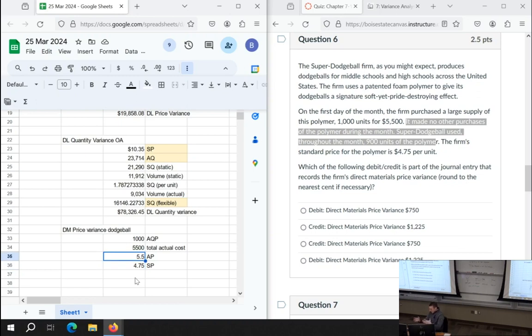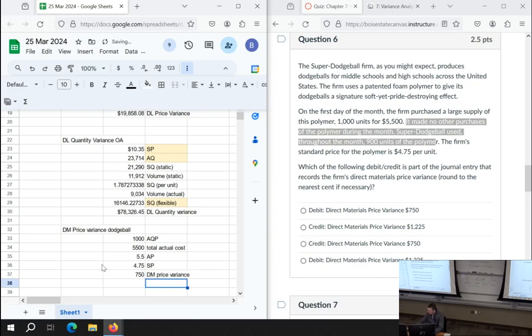So yes, we have this 1,000 AQP, actual quantity of direct material purchased. We would prefer to pay $4.75 for that versus 5.5. So it's going to be unfavorable. This is not good. So we go through the calculation here. Just follow the equation: AP minus SP in parentheses times AQP, actual quantity purchased. That is our direct materials price variance.